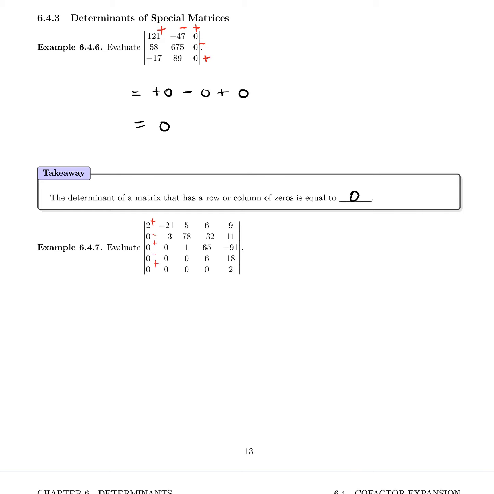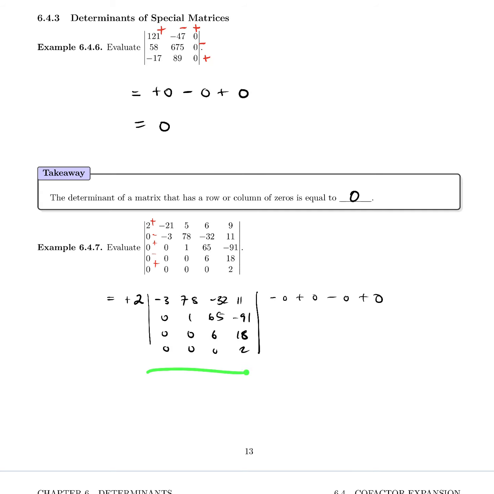plus, minus, plus, and so this determinant is equal to plus 2 times the minor, and I remove that row and column. So I have this determinant now, which is a 4 by 4. So minus 3, 7, 8, minus 3, 2, 1, 1, 0, 1, 6, 5, minus 9, 1, and 0, 0, 6, 18, 0, 0, 0, 2. Right, and then minus 0 plus 0 minus 0 plus 0 for the rest of the entries down the column.